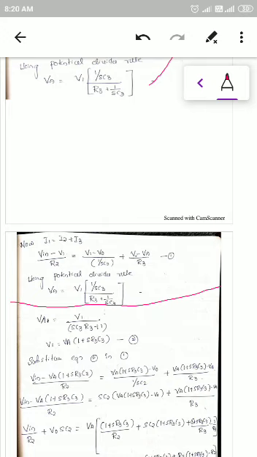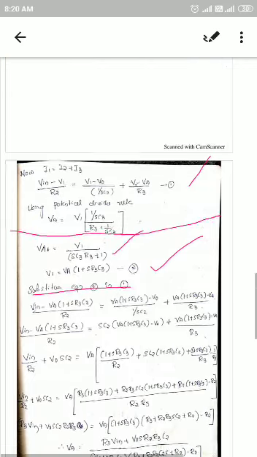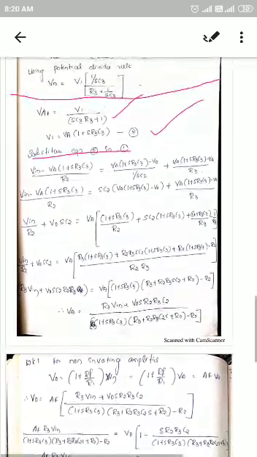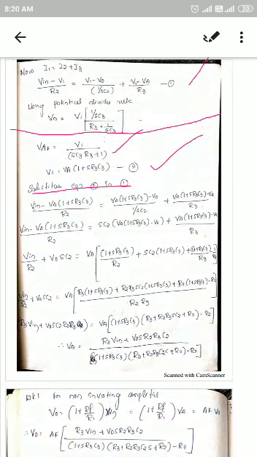Now just simplify the above equations. You will get VA here, and from this you can calculate V1. Call this equation number 1, which is the current equation, and call this equation number 2. Substitute equation number 2 in equation number 1. After substituting, you just see here, you calculated V1, so substitute the V1 value in equation number 1 and rewrite it.